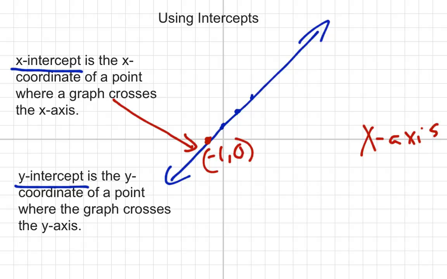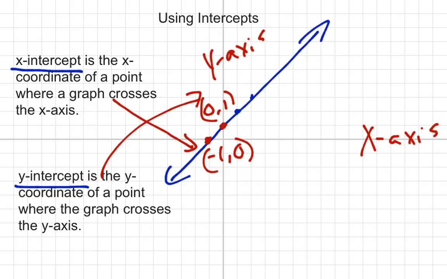On the other hand, our y-intercept is where it's going to cross the y-axis. So that's going to be right here, because this is our y-axis. Where does that blue line cross? Right here, and that's at the point 0, 1. That one is our y-intercept right there.